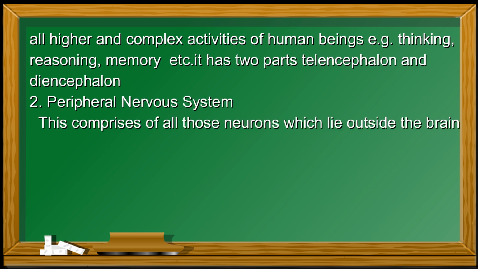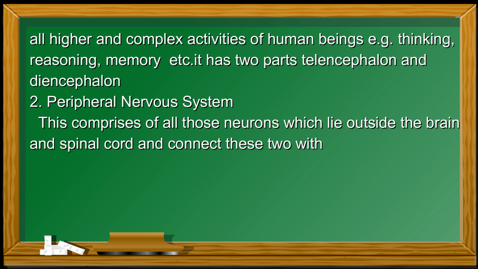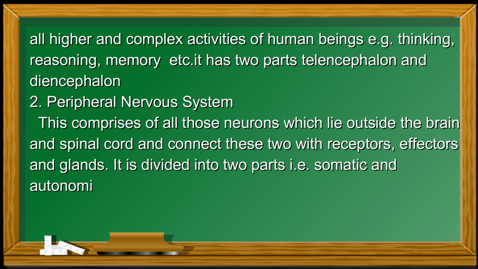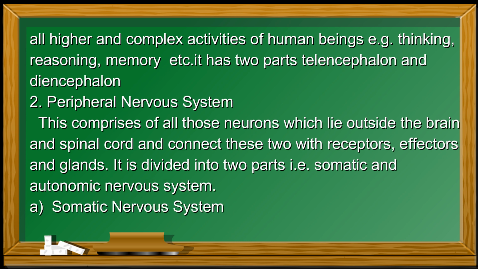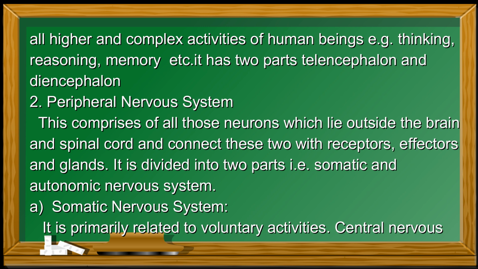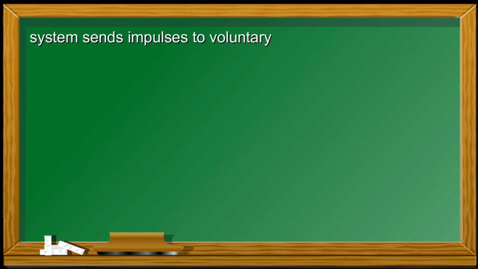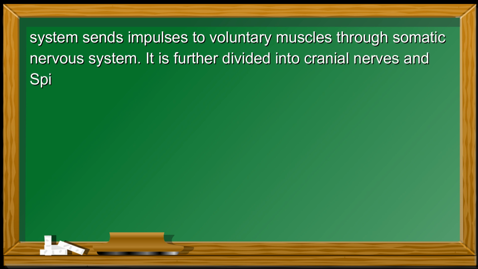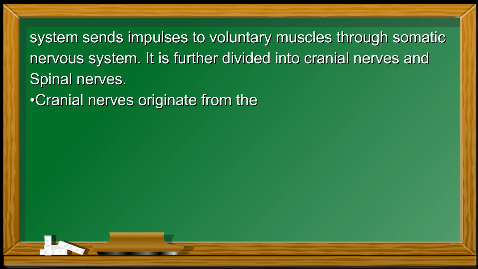2. Peripheral nervous system. This comprises all those neurons which lie outside the brain and spinal cord and connect these two with receptors, effectors and glands. It is divided into two parts, i.e. somatic and autonomic nervous system. A. Somatic nervous system. It is primarily related to voluntary activities. The central nervous system sends impulses to voluntary muscles through the somatic nervous system. It is further divided into cranial nerves and spinal nerves.